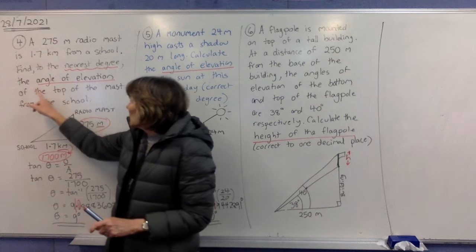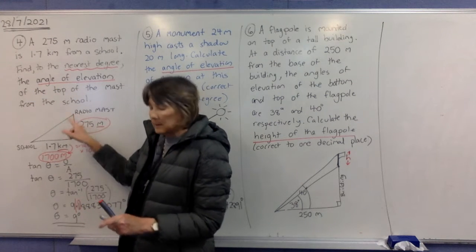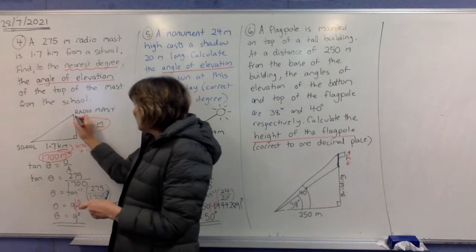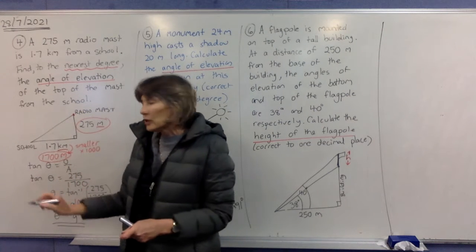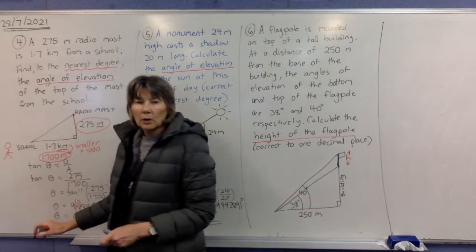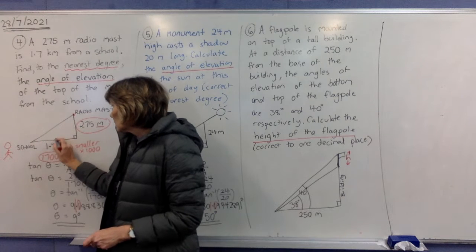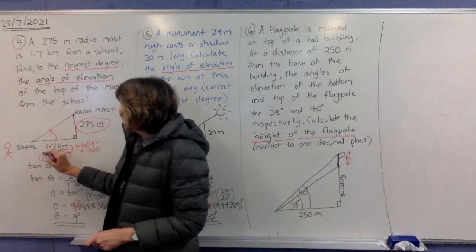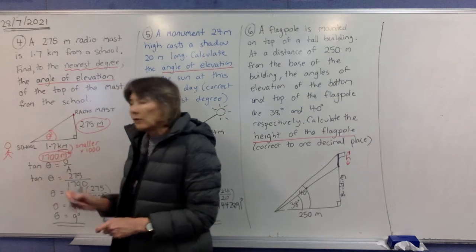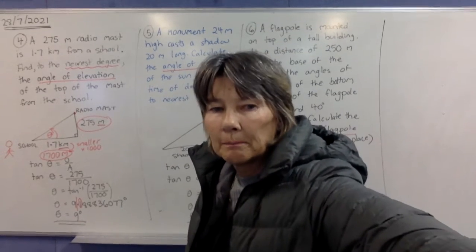Now, it says that we're finding the angle of elevation of the top of the mast. Well, here's the top of the mast. Angle of elevation means you must be standing down here, looking this way. You want to look up, so your angle of elevation is in here. That's what we're trying to find. They haven't given it to us, so we're going to put a theta there.